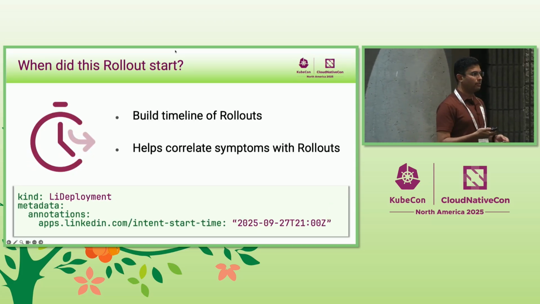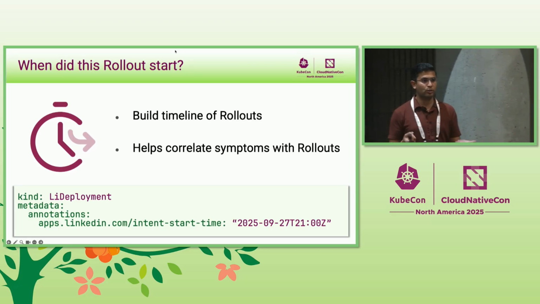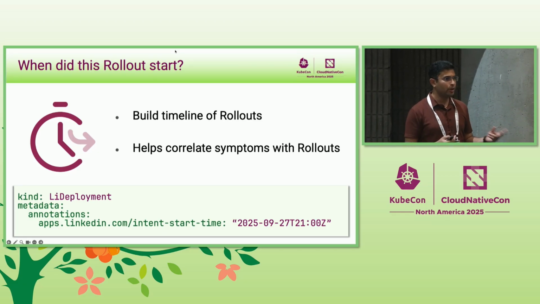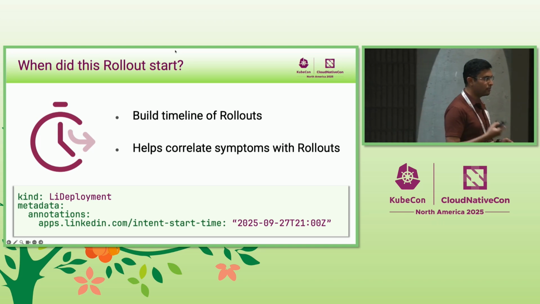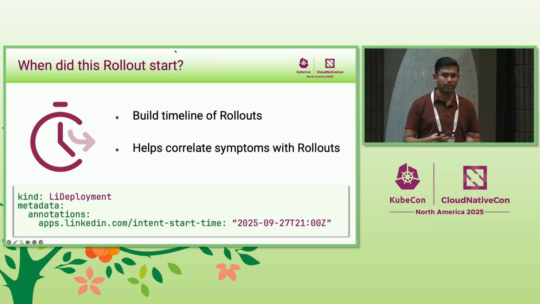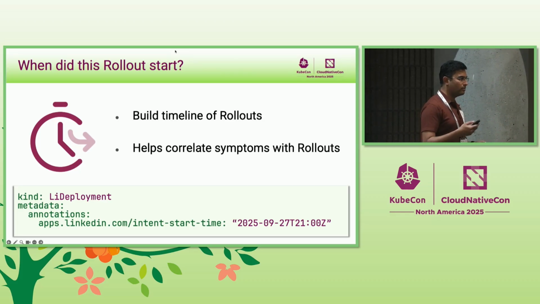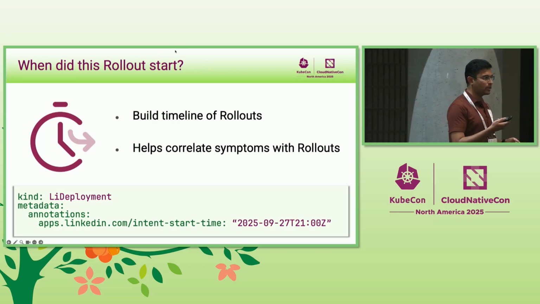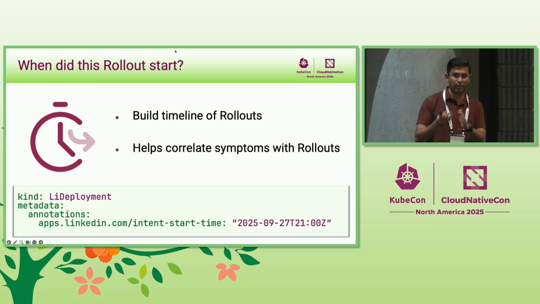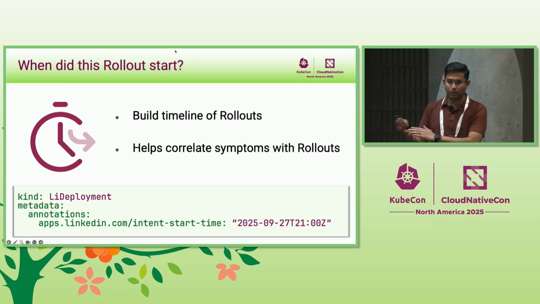The third annotation we add is the intent start time, essentially answering when did this rollout start. So it helps in two purposes. One, we get to build a timeline of rollouts. These are the series of changes that happen, eventually turning into a rollout history for that application. And also when there are symptoms of failures occurring for the application, we can now correlate that the rollout started at this time, and I can clearly correlate that with an error rate that spiked.